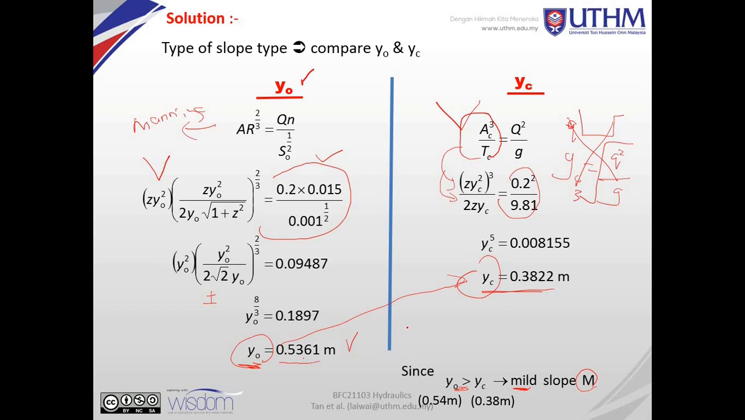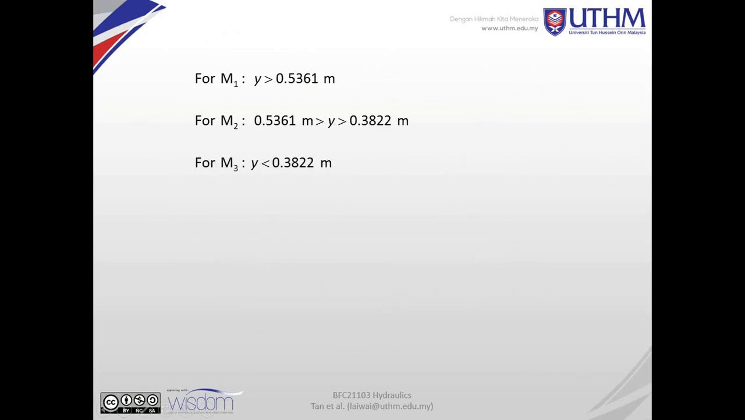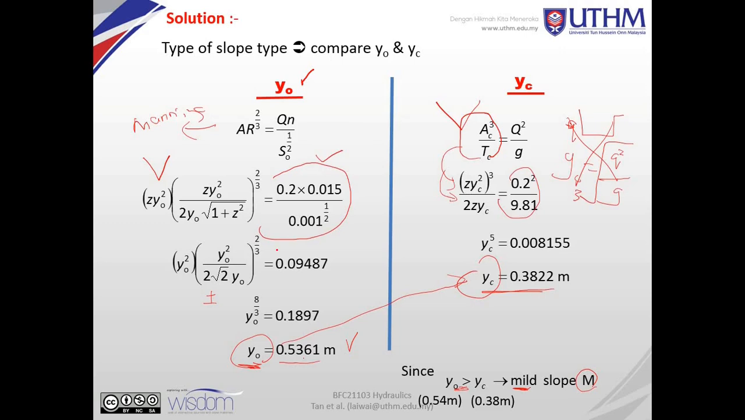Okay, next. The question asks us to give the limit depth of flow in region 1, 2, and 3. In order for us to give the limit, we follow the previous note. In the previous note, for the M1 profile, the depth of flow for the GVF curvature should be more than both of the parameters. So we look at the biggest one, because the biggest one will cover the lowest value. So the biggest one is 0.53.